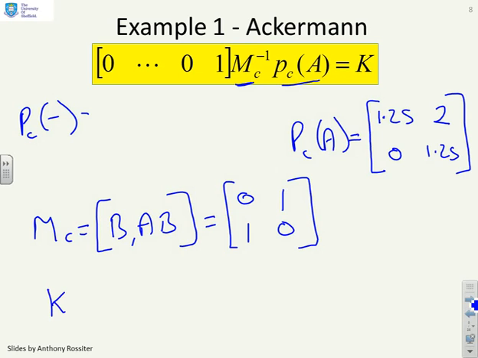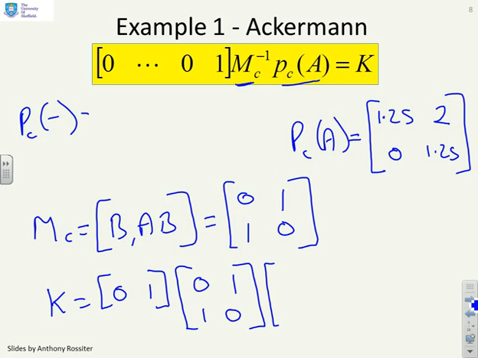So K is going to be 0, 1, multiplied by MC inverse. Now the inverse of MC happens to be itself. So you're going to get 0, 1, 1, 0. And then I multiply by PC of A. So that's 1.25, 2, 0, 1.25. And if you do that matrix algebra, you'll find the answer is 1.25 and 2.